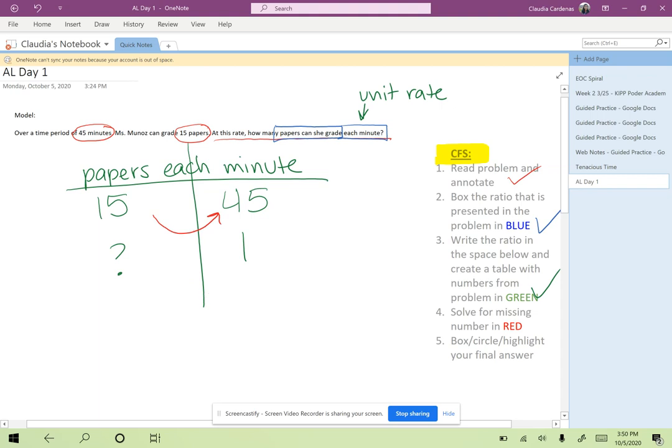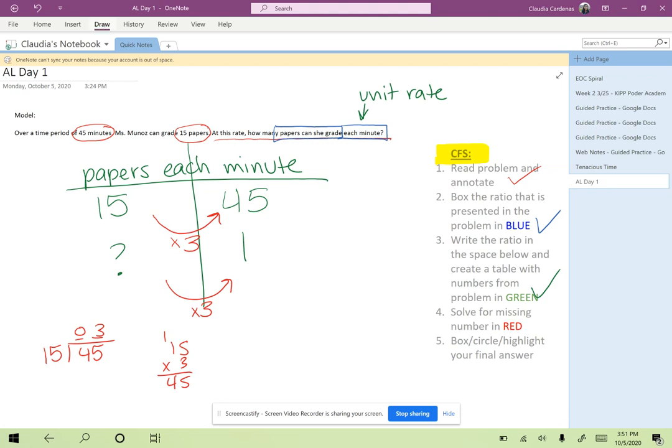Okay. So I am not quite sure how many times 15 goes into 45. I know it's multiplying by some number, but I'm not quite sure. So I'm going to divide 45 by 15. And sure enough, I get 3 because 15 times 3 is 45. So I know I'm multiplying by 3 to go from the papers to the minutes. All right, but that doesn't give me my final answer because I need to know what question mark times 3 gets us 1. So if I don't know what that is, I'm going to work backwards.